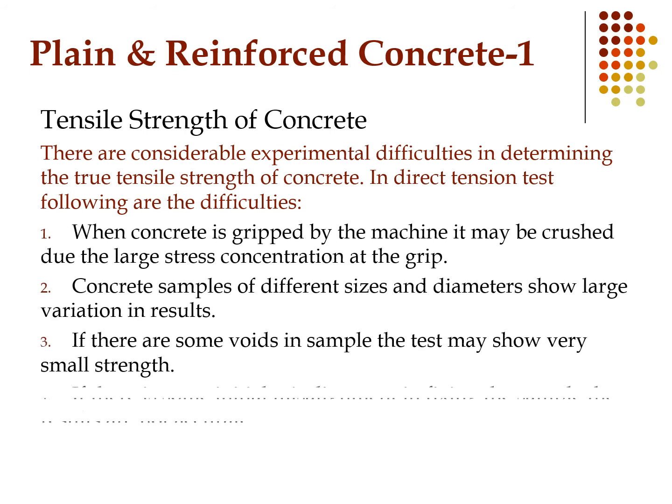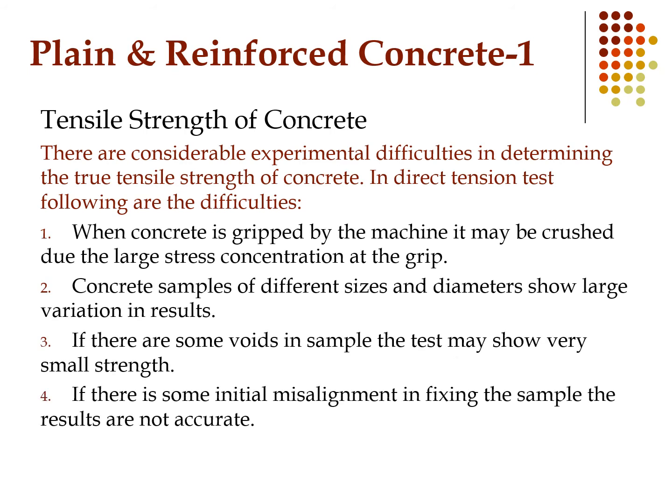Now, tensile strength of concrete. Actually, there are considerable experimental difficulties in determining the true tensile strength of concrete. So, in a direct tension test, we have the following difficulties. First of all, when concrete is gripped by the machine, it may be crushed due to large stress concentration at the grip. Secondly, concrete samples of different size and diameter may show large variation in tensile strength.